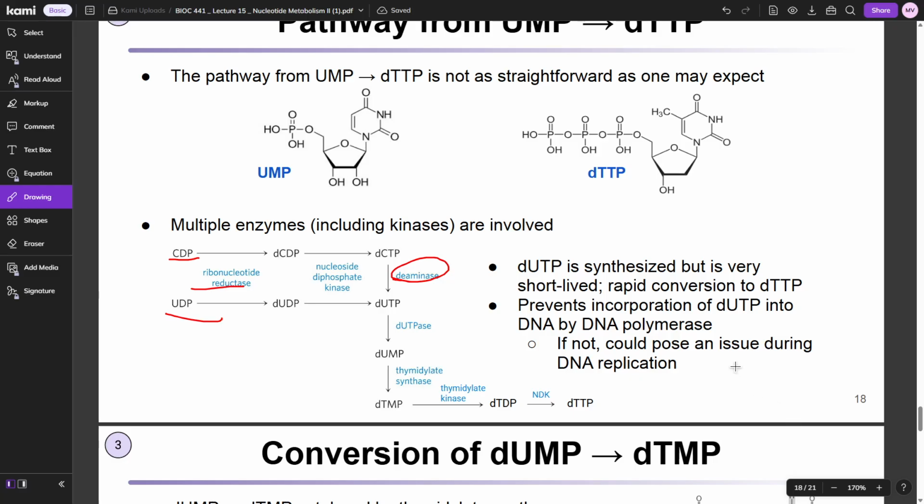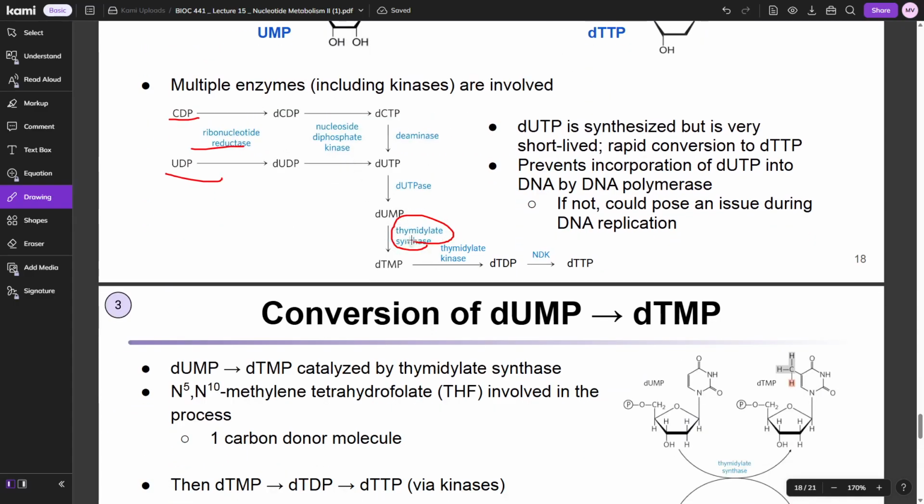Yes, if you want to think about it like that. So you have a deaminase, you get dUTP, and then for whatever reason, nature decided to just remove both phosphates from the UTP and turn it into dUMP. And then we use thymidylate synthase to make dTMP, thymidylate kinase, and then NDK again. The one thing I want to keep in mind is what is the difference between UMP and TMP? There's one difference. What is the difference? Methyl group. Where does the methyl group come from? THF. It comes from 5,10 tetrahydrofolate. Please remember that. It's an important cofactor.